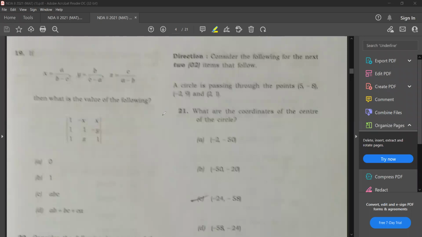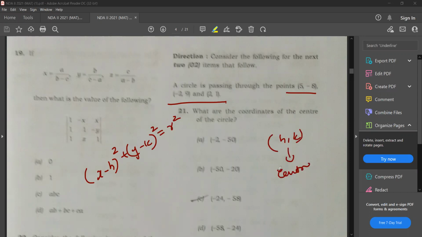This takes some calculations, because they have given the points through which the circle passes. So what is the equation of the circle? x minus h the whole square plus y minus k the whole square is equal to r square, where h comma k is the center and r is the radius. So you have to substitute the points. Take the first point 5, minus 8: 5 minus h the whole square plus minus 8 minus k the whole square is equal to r square.